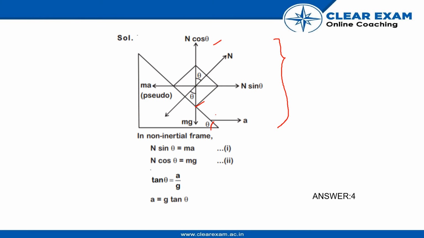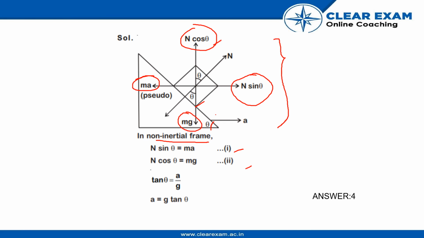So now in non-inertial frame, N sin theta equals ma, that is this force should be equal to this, and N cos theta equals mg, that is this N cos theta equals mg.